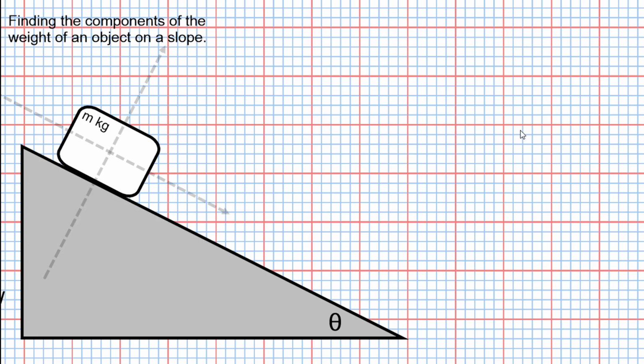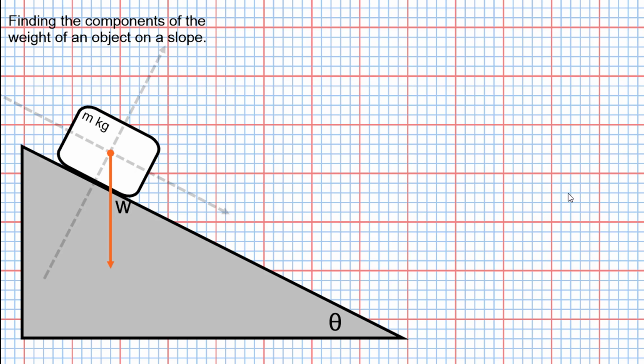Now, in order to find the forces, we must put in the forces which are acting on the block, and the first force acting on the block we consider is the weight of the block, and that acts straight down, almost like a plumb line to the block. There's the weight force vector acting straight down.